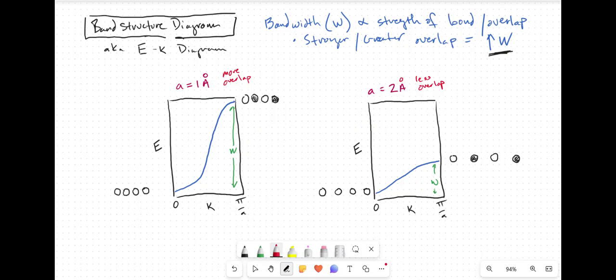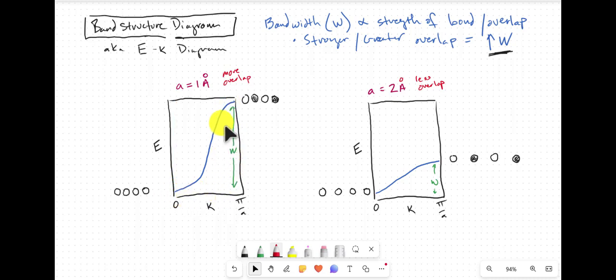So let's think about what properties of a crystal give rise to differences in bandwidth. So bandwidth, again, is represented as W, and it's the energy distance, or the difference in energy, between when k is 0 and k is pi over a.